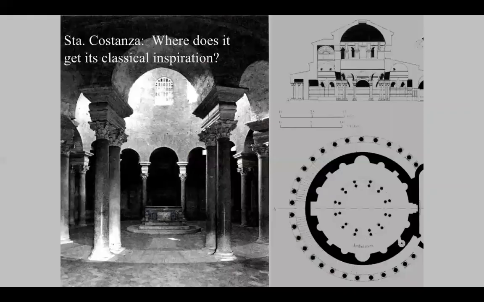Now, I don't want to spend a lot of time on this, but this does relate to what we'll move into a little bit later. This is Santa Costanza, and Santa Costanza was a church and a mausoleum for Constantine's daughter. So Constantine's daughter was a Christian, and when she died, she had this mausoleum built for her. And if you look at the architecture of it, does it remind you of any other classical structures that we've seen? Things with domes and rotundas. What do you think? What's it similar to?